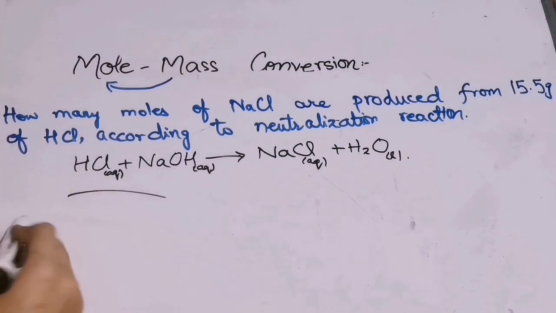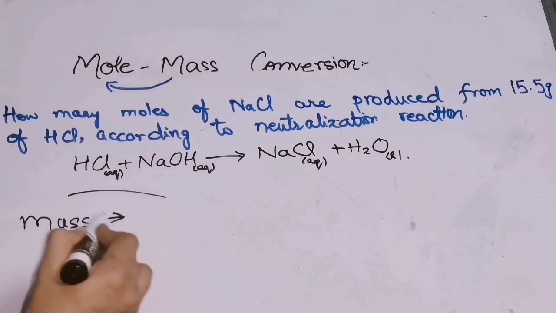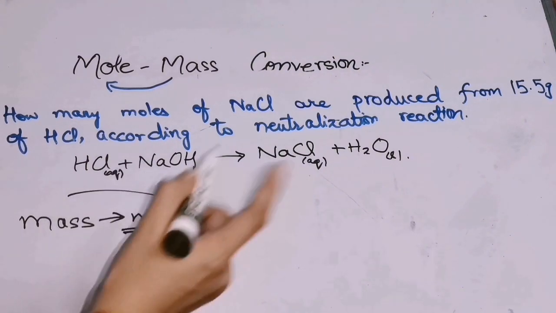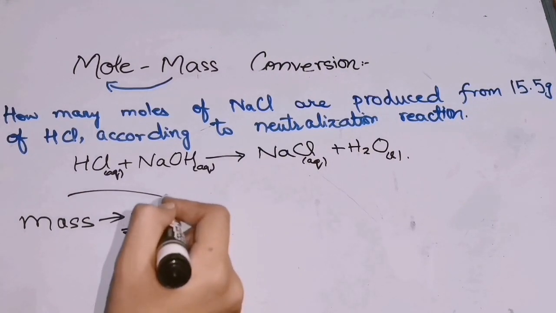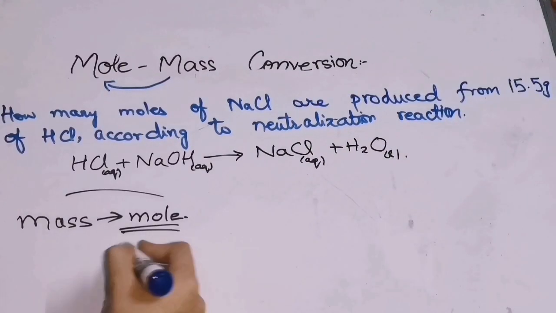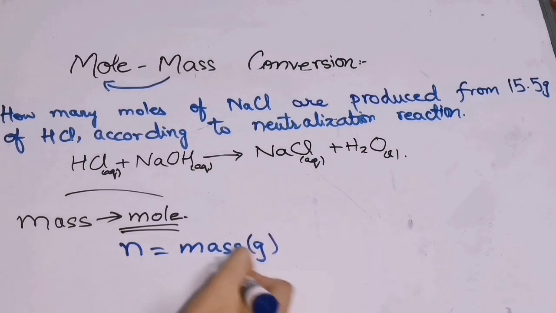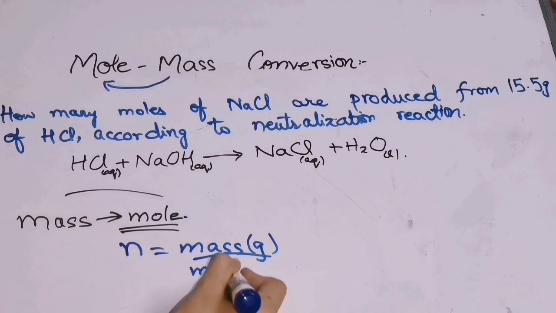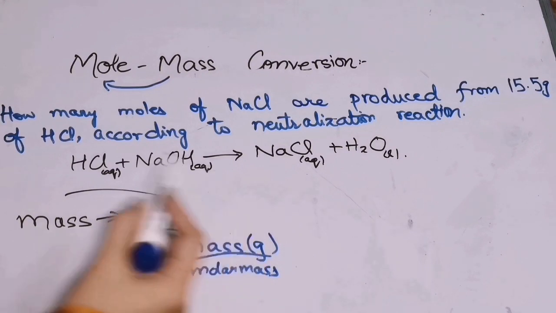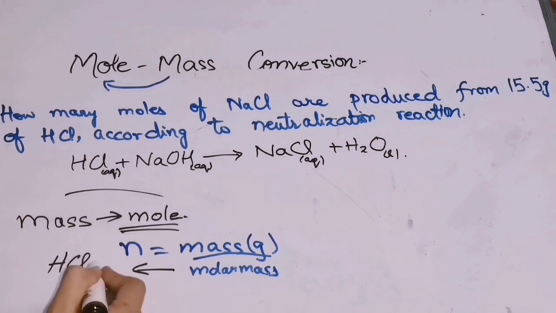In the previous video I told you that in these questions, if you are given anything in mass, first of all you will convert that into moles. So here first you will convert 15.5 gram into moles. So now how will you convert it? The formula is number of mole is equal to mass in gram divided by molar mass. Which thing is given in gram? 15.5 gram of HCl. So here we have to find first the molar mass of HCl, right?